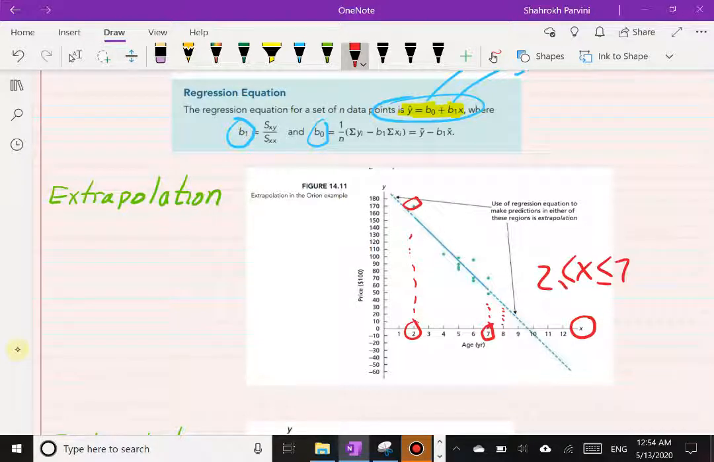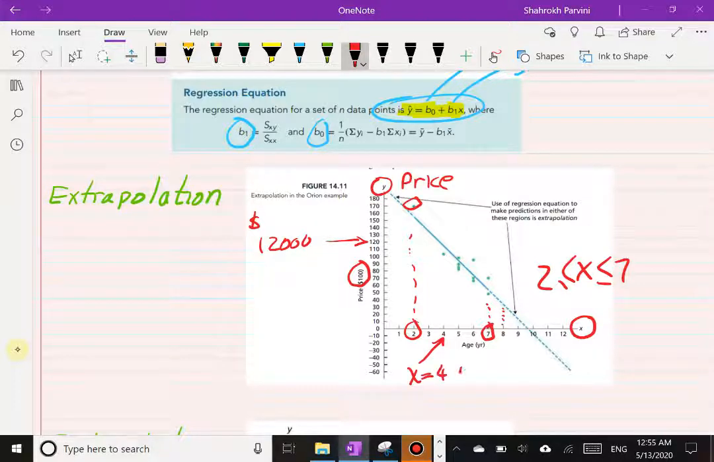Now, whatever this data is, it doesn't matter. But this data is actually an example in the book, and the author is looking at the price of some automobiles. So y here is the price in hundreds, so a number like 120 means $12,000. And x is the age of the automobile. So if x is 4, it means 4 years. And there you have it. Now, the scope of our independent variable, again, I'm going to write this, x is between 2 and 7.